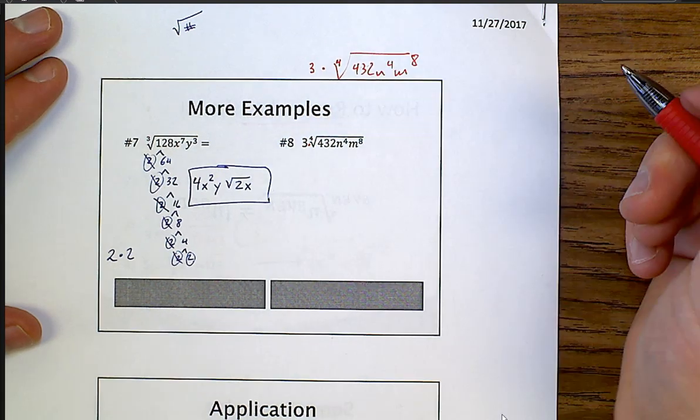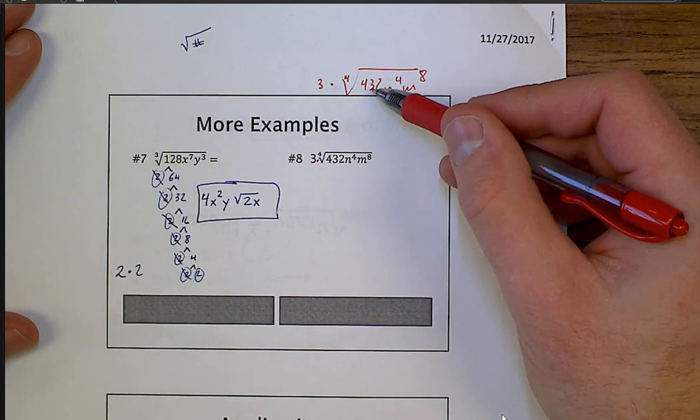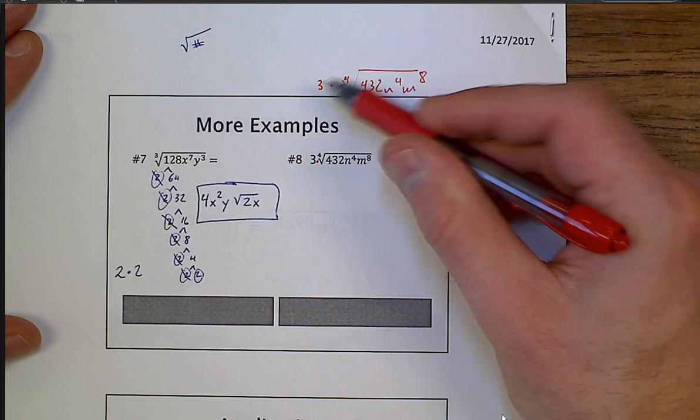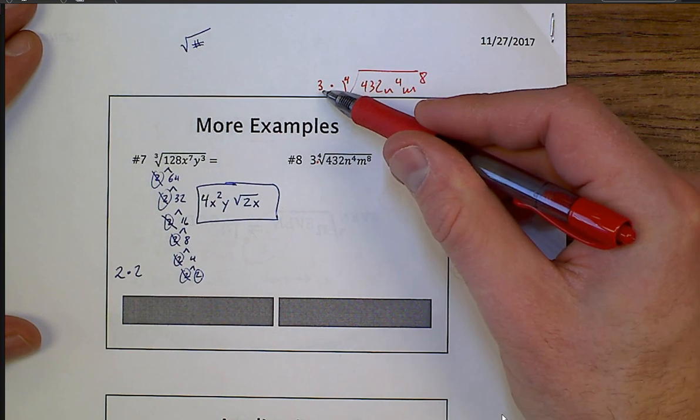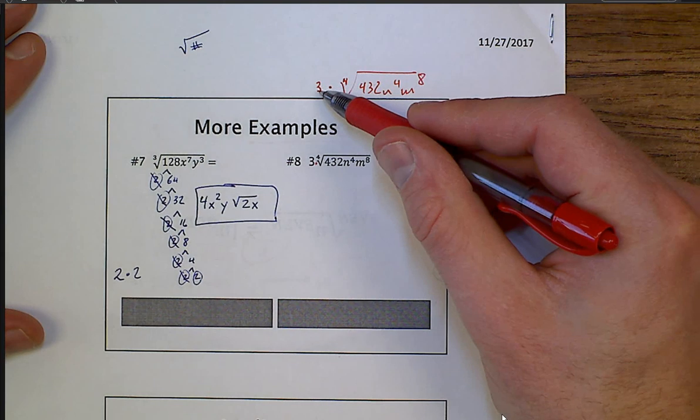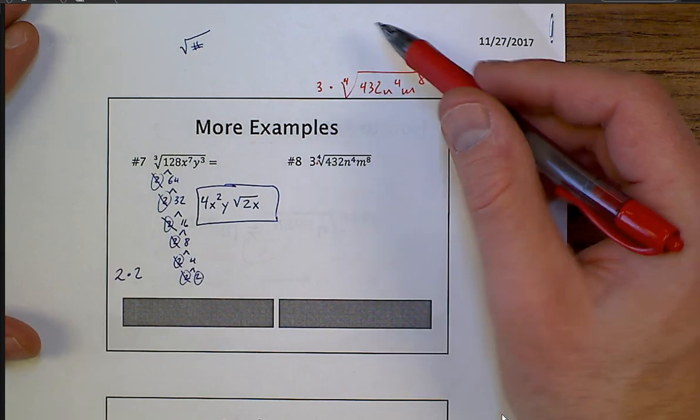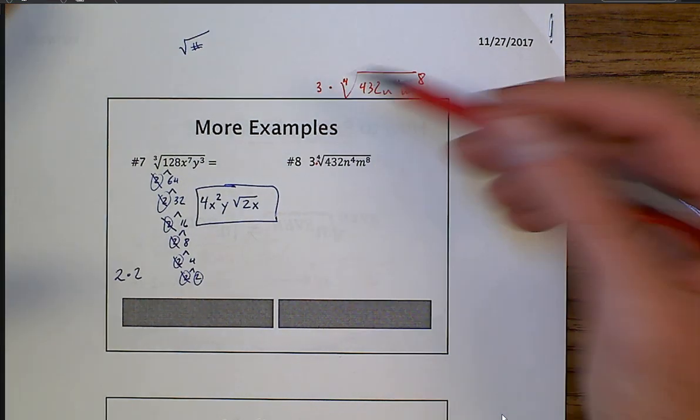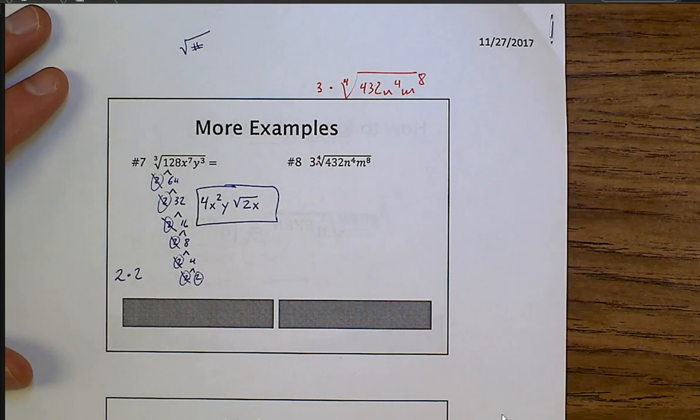Okay? And all that means is whatever number you pull out of 432, you're going to end up multiplying it by 3. This is just like a coefficient or a constant out in front. It's not really a coefficient because there's no letter, but it's a constant number out in front that you're just multiplying at the end. So let's break down 432.